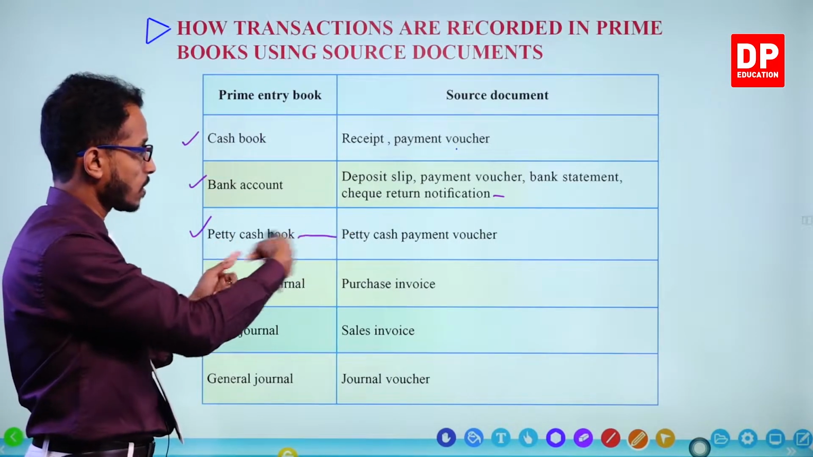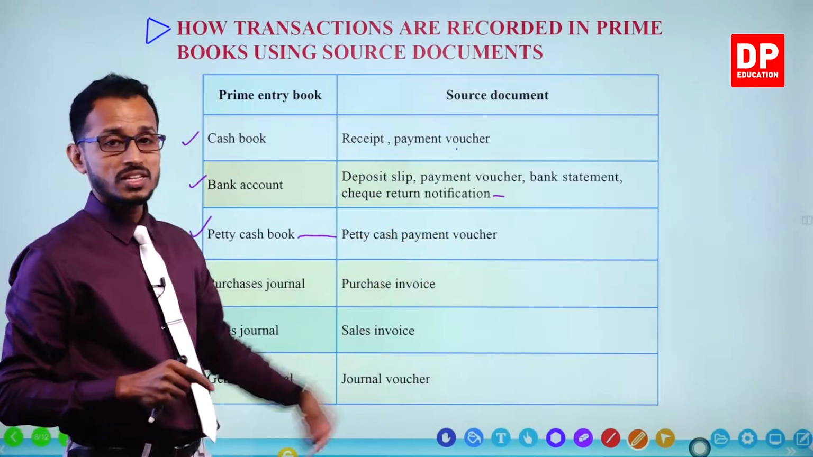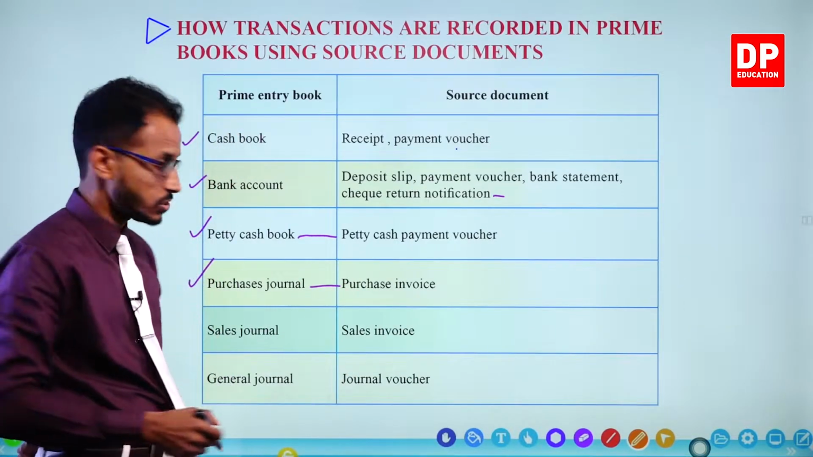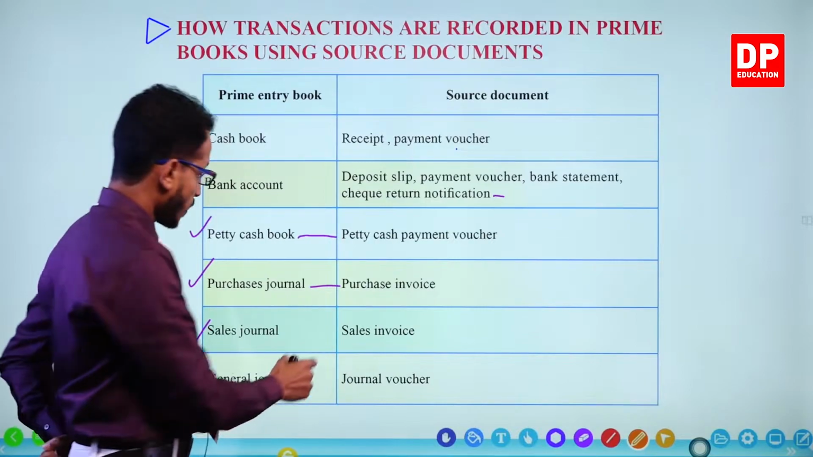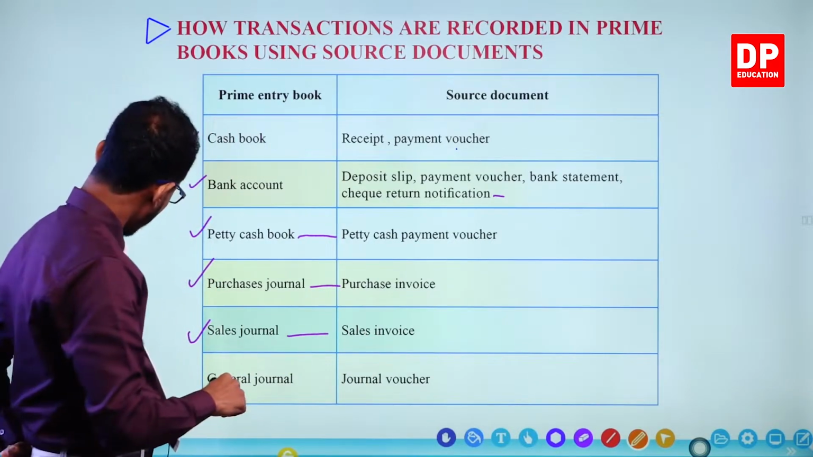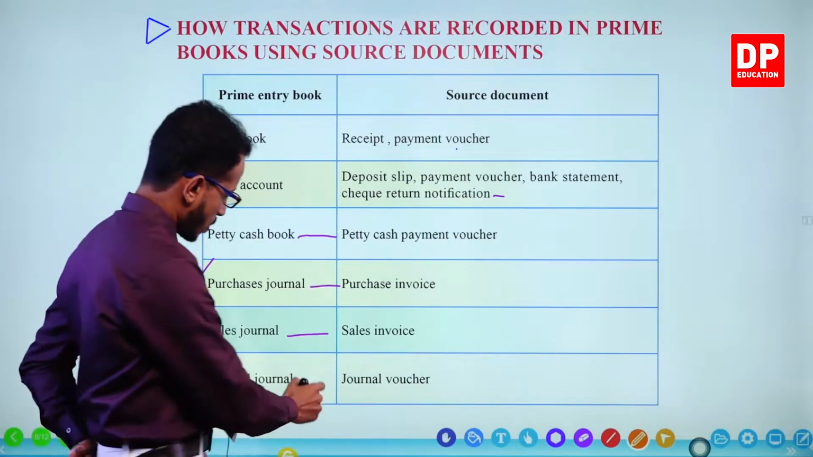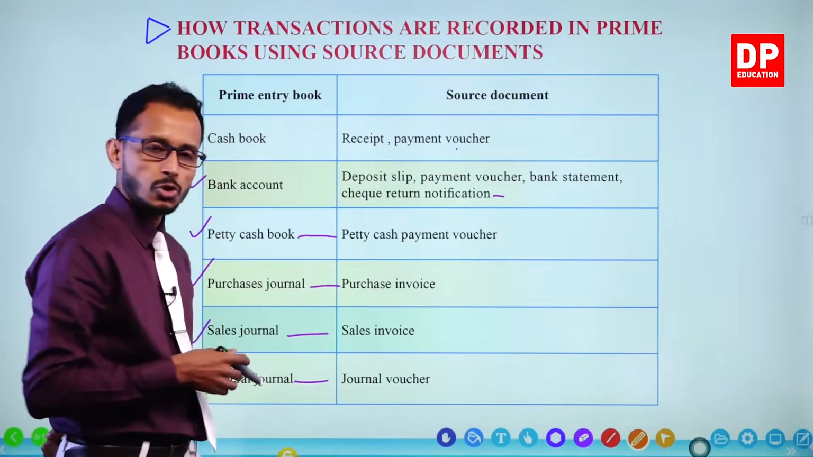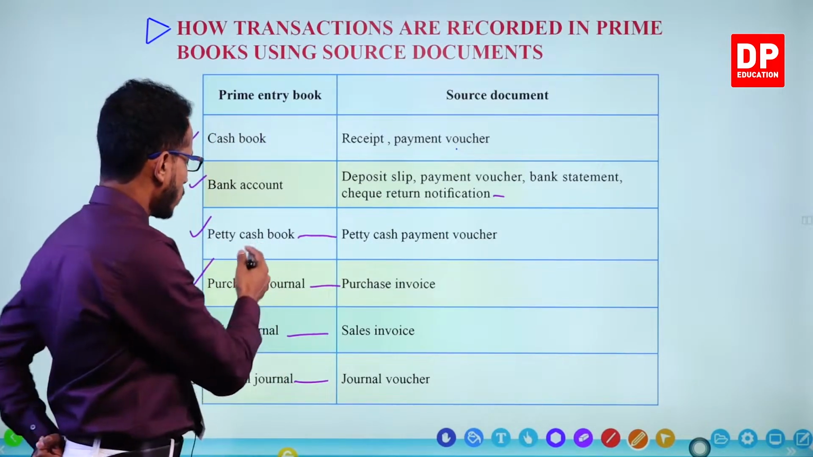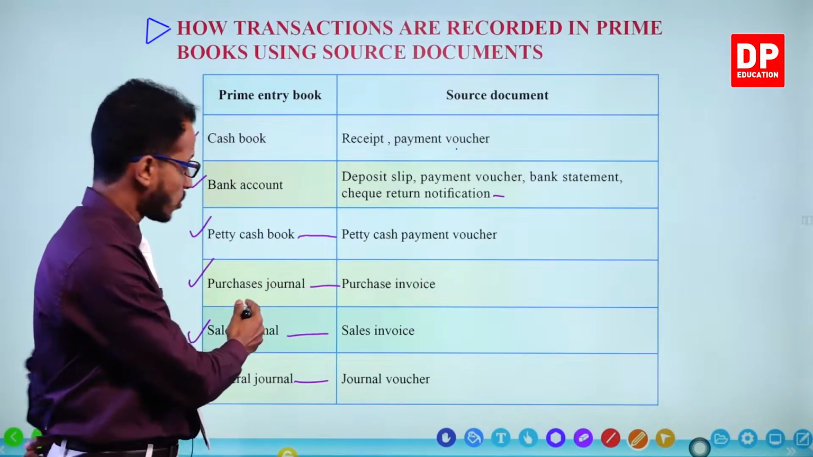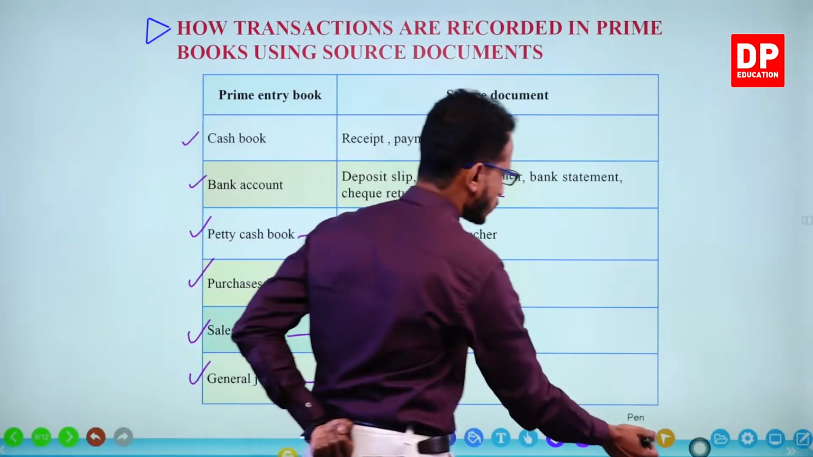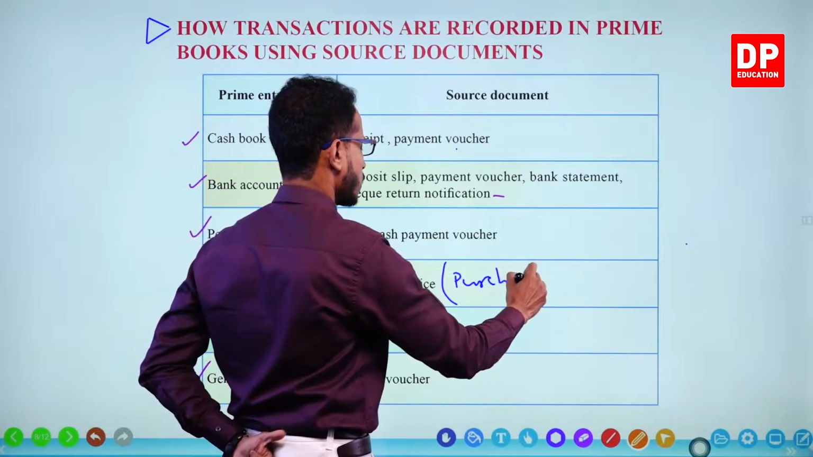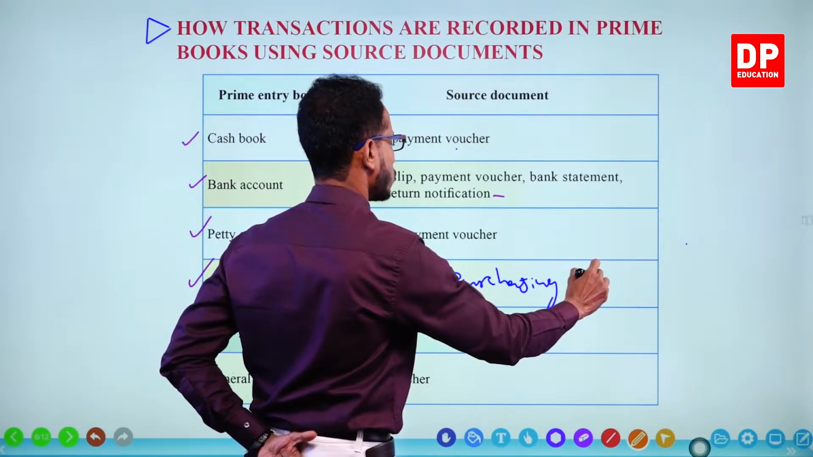Okay. For the petty cash book, the relevant source document is the petty cash voucher. Next, we have the purchases journal, purchases invoice, sales journal, sales invoice, general journal, journal voucher. These are the different source documents issued for purchasing goods on credit.